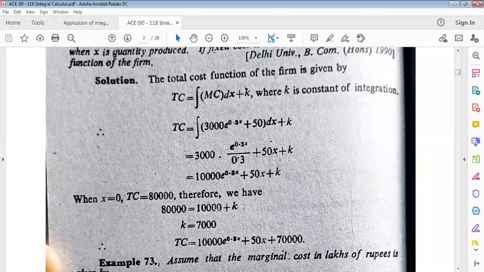So we get k equals 79,000. Remember it, there is a mistake in what I said earlier. So the total cost will be, putting the value of k here, 1,000 e to the power 0.3x plus 50x plus 79,000. Understand? Everybody understand? There was a zero mistake.